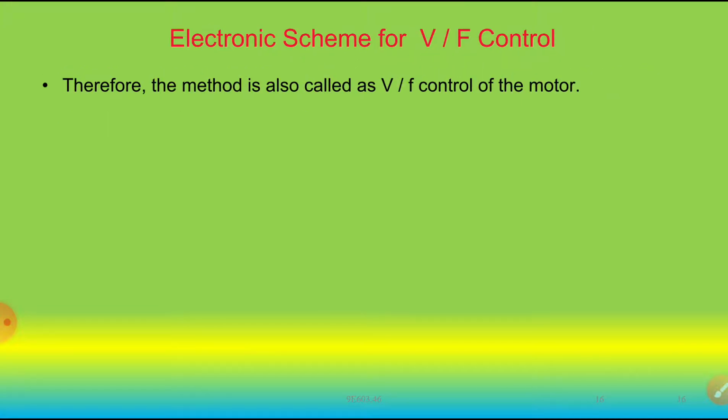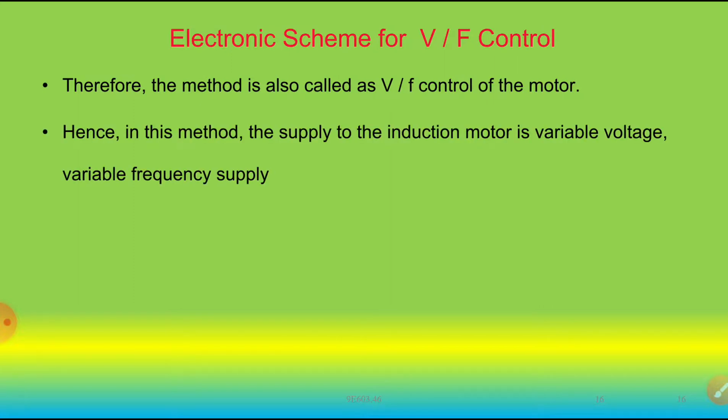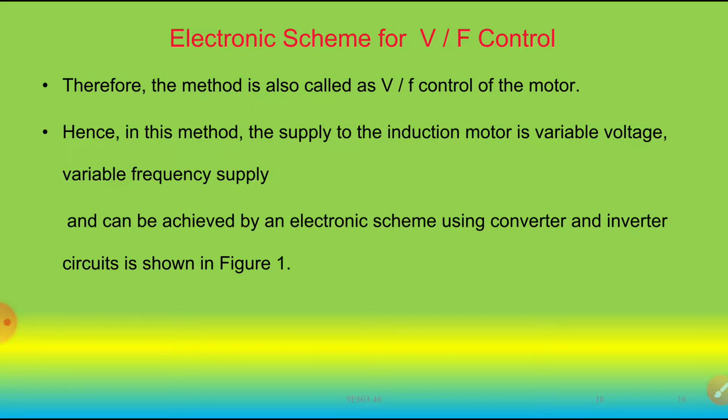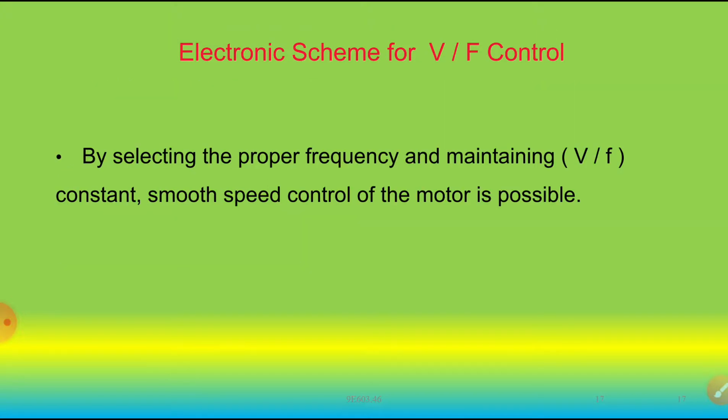Therefore, the method is also called V by F control of the motor. Hence, in this method, the supply to the induction motor is a variable voltage and variable frequency supply, and can be achieved by the electronic scheme using the converter and inverter circuit, as we have seen in the figure.